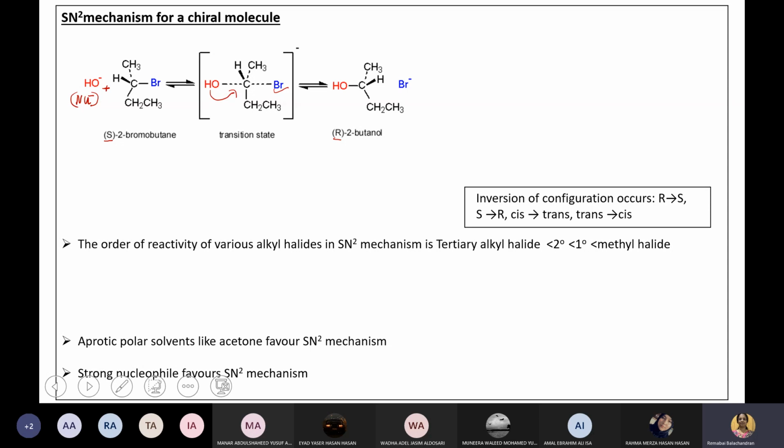What happens here is, to avoid steric hindrance, OH minus approaches the carbon at an angle of 180 degrees to that of the leaving group. Did you understand? Can you explain that point? What do you mean by steric hindrance?